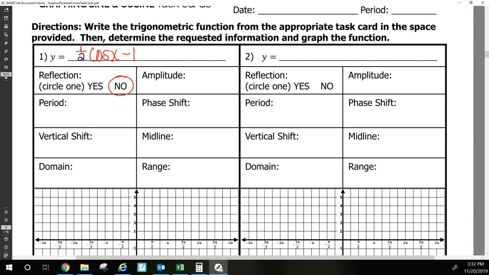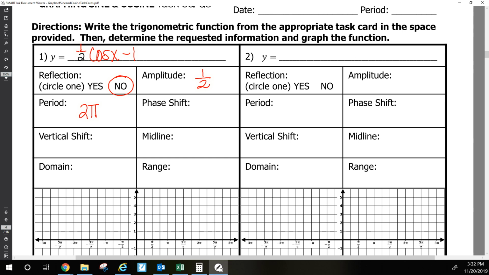Amplitude. Amplitude is the number that's in front of our function. Amplitude is the same thing as vertical stretch or vertical compression. So our amplitude for this one is 1/2, which means from my midline, I'm going to go up 1/2 and down 1/2. Period. Our typical period for cosine is 2 pi. The only time that changes is if I have a period changer, and that goes right in front of the x, but I have nothing in front of my x, so my period stays 2 pi.